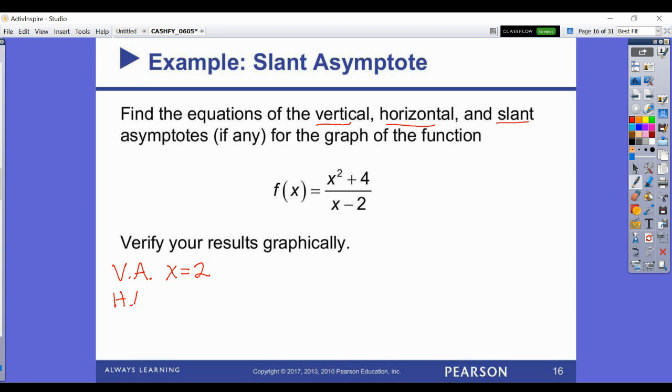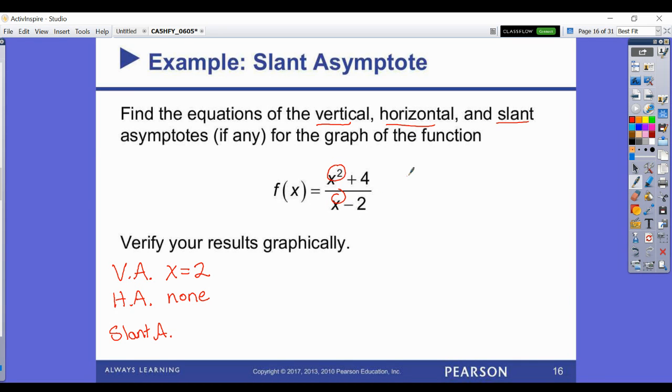Okay, horizontal asymptotes. Horizontal asymptotes come from comparing the degrees. So if I compare the degree of the top to the degree of the bottom, the top is bigger than the bottom, so there isn't one. And then the slant asymptote, that's what we're going to do right now.